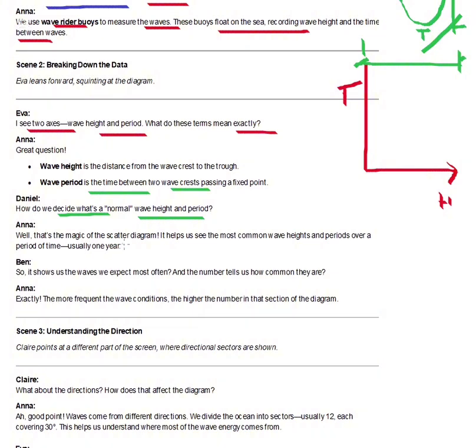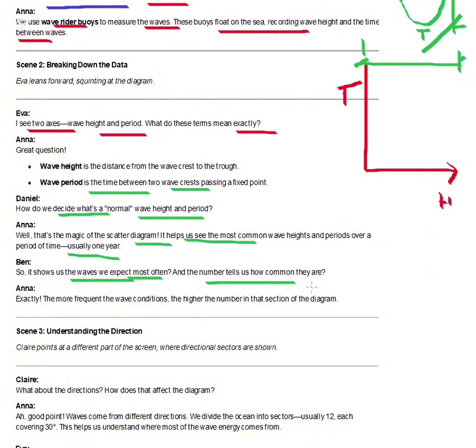What's the magic of the scatter diagram? It helps us see the most common wave heights and periods over a period of time, usually 1 year. It shows us the waves we expect most often. So we can come to know what waves we can expect most often.